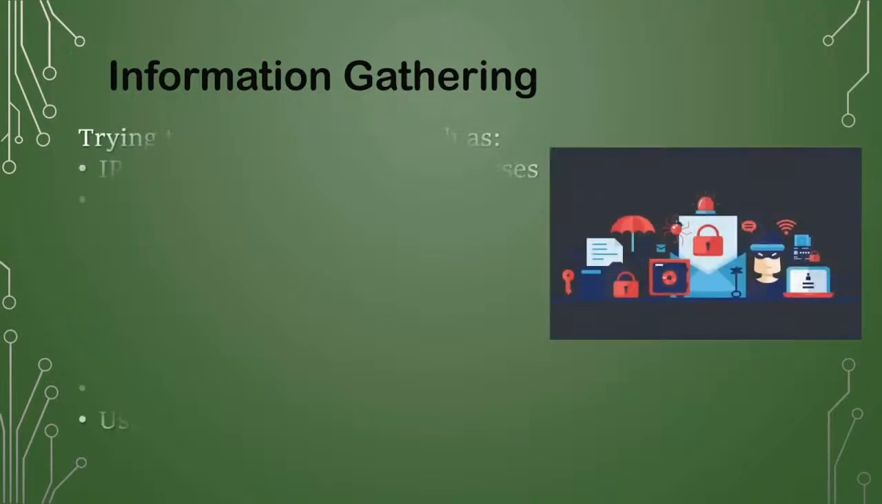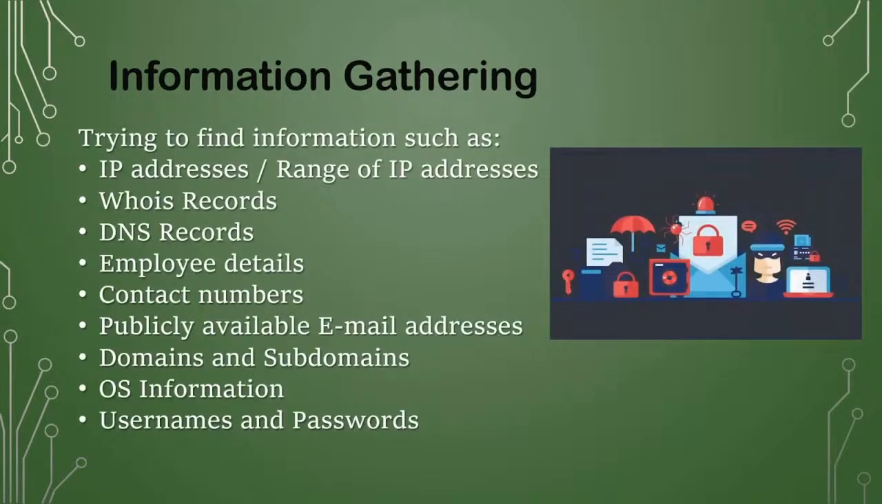This is the information as follows. We try to gather information such as the IP addresses or the range of IPs used by the Wipro servers, then the whois records to understand who is hosting Wipro's website, since when it has been hosted, when it was last updated, and when it will expire, then the DNS records to understand what data is stored in the DNS servers, then employee details such as contact numbers, email addresses, usernames and publicly leaked passwords, and domain names of Wipro.com, subdomains of Wipro.com, and operating systems.